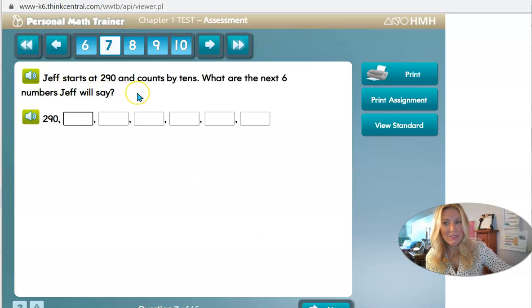Next question, Jeff starts at 290 and counts by tens. What are the next 6 numbers Jeff will say? So I want you to think, if we're skip counting by tens, you might want to start before 290 to help you keep going. Maybe you want to start at 200, 210, 220, 230, 240, 250, 260, 270, 280, 290. There you go.